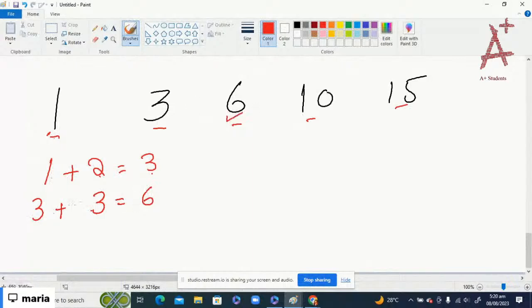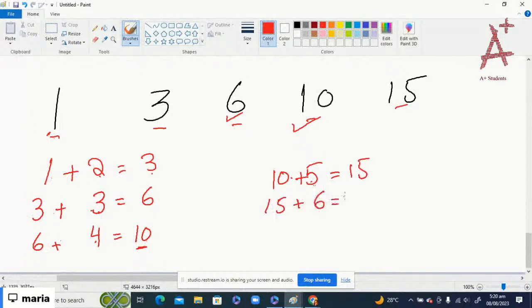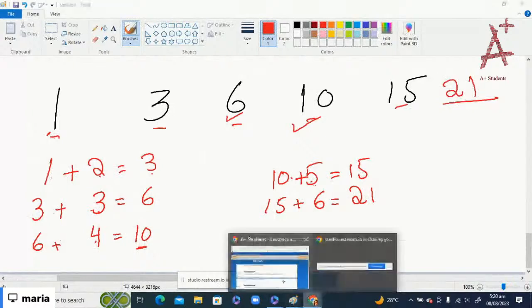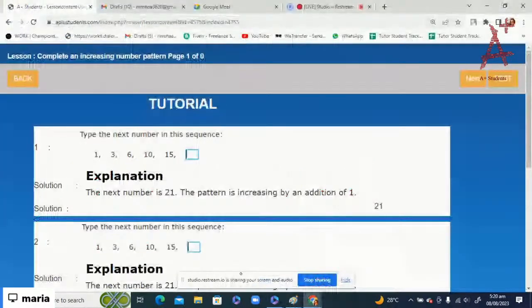So 3 plus 3 is 6. Take your answer 6. After 3, what's the next number? It's 4. 6 plus 4 is 10. This is also right. Take the answer 10. After 4, what's the next number? It's 5. 10 plus 5 is 15. Take the answer, plus after 5, what's the next number? It's 6. 15 plus 6 is 21. It means the missing next number is 21. Let's check. Yes, it's 21. Okay, let's check the next pattern.